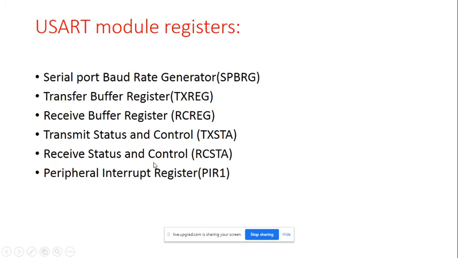Next, to support this UART module, there are various registers available in the architecture of 18F4520. These registers are the serial port baud rate generator register, the transmit buffer register, receive buffer register, transmit status and control register, receive status and control register, and peripheral interrupt register 1. These registers support the UART module. One by one we will discuss each register separately.